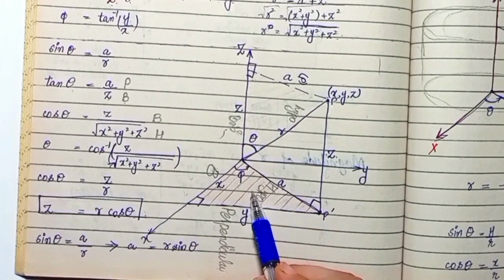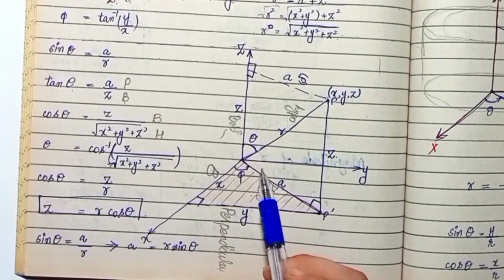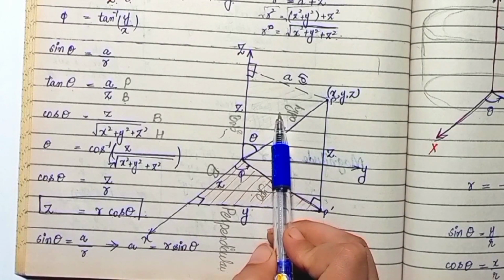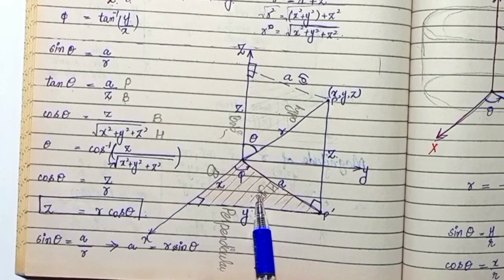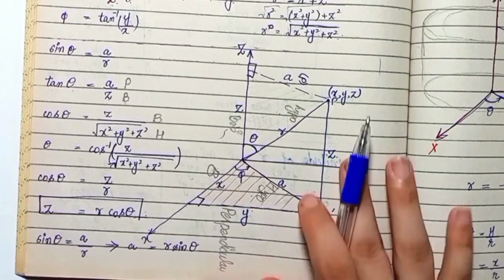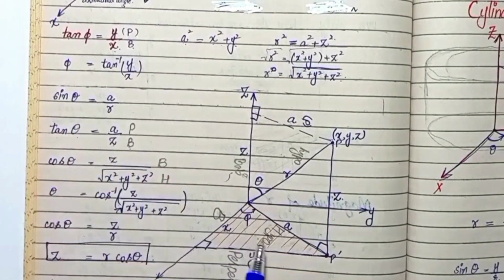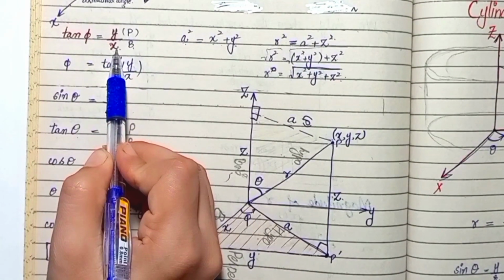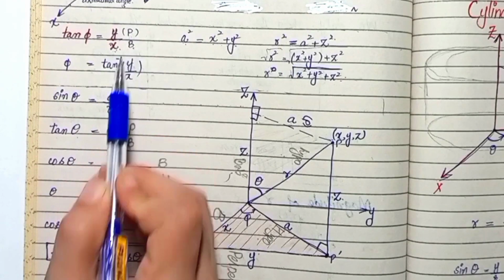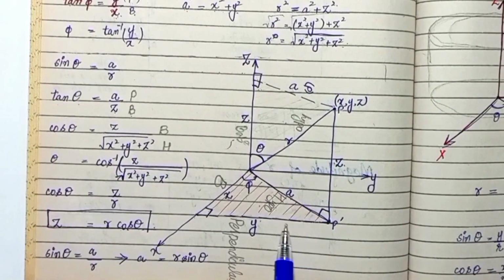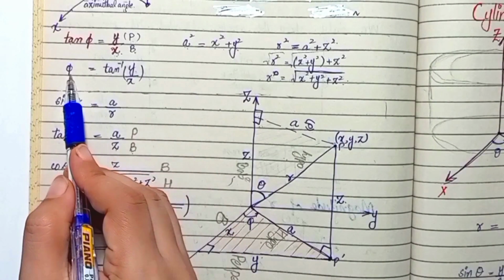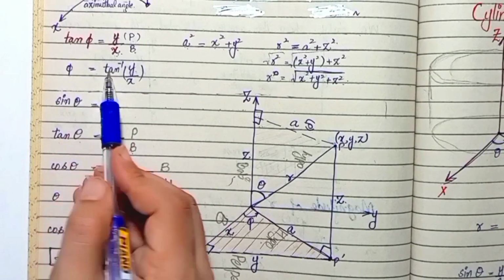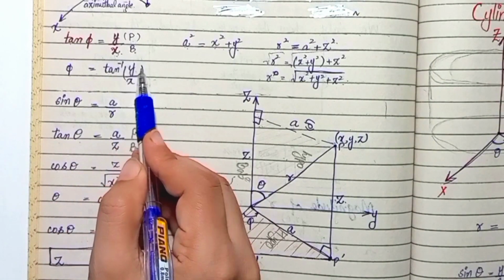For these two triangles, we will write trigonometric functions. This triangle has three trigonometric functions: sin theta, cos theta and tan theta, and this triangle will also have three: sin psi, cos psi and tan psi. Tan psi for this triangle will be equal to y divided by x, as y is the perpendicular and x is the base. So tan psi is equal to y divided by x. If we leave psi on one side, then psi is equal to tan inverse of y divided by x.